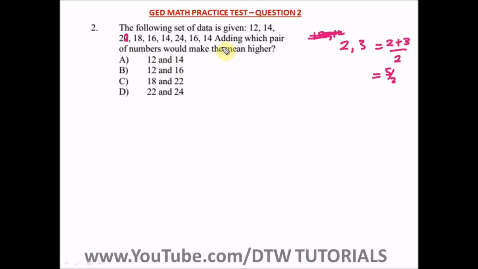So let's get back to the question. It says adding which pair of numbers would make the mean higher. Since it's a pair, we'll add 2 numbers and divide by 2. Which pair would make the mean higher? Definitely we just pick the 2 highest numbers here, because when we add them up and divide by 2, we're going to have a higher mean value. The first highest number is 24, and the second is 22. So when we add these and divide by 2, definitely we are going to have a higher mean.